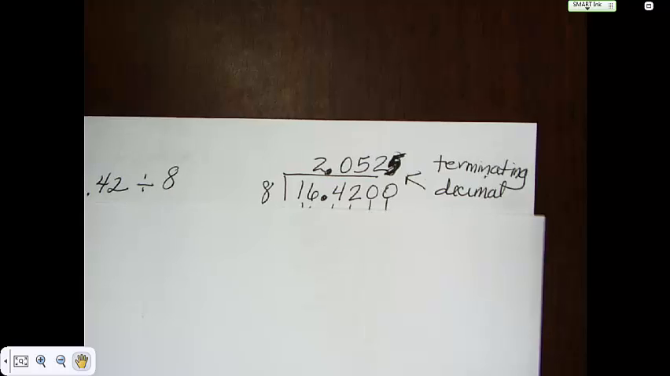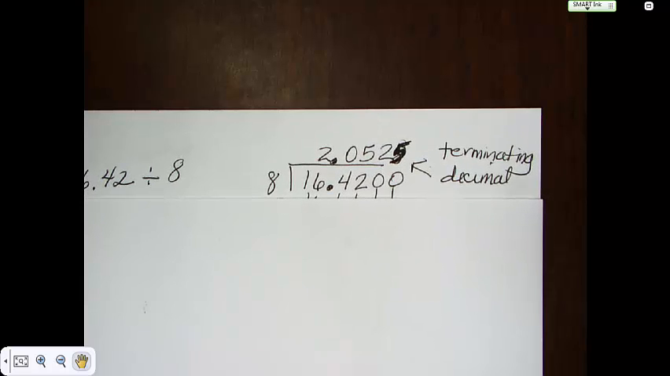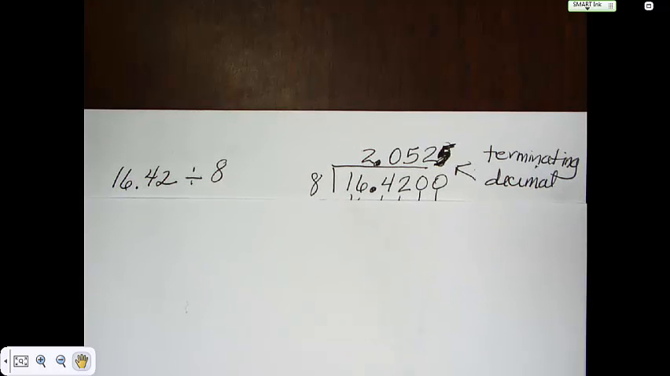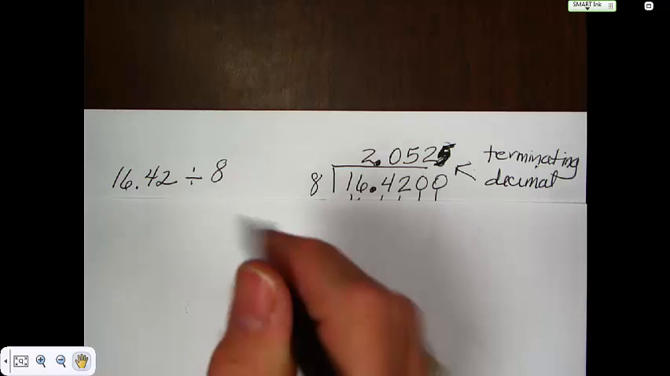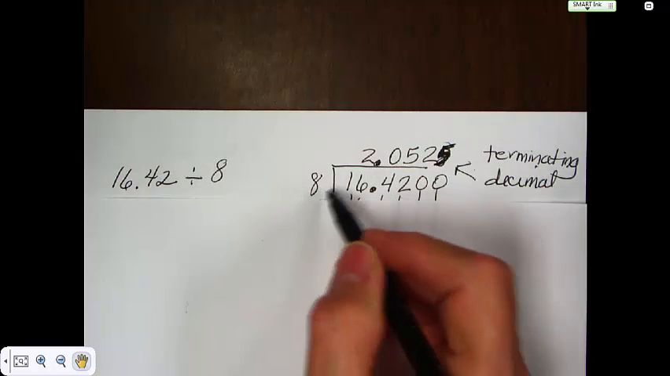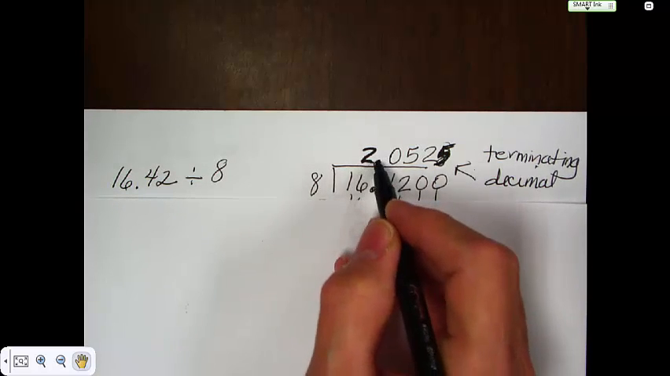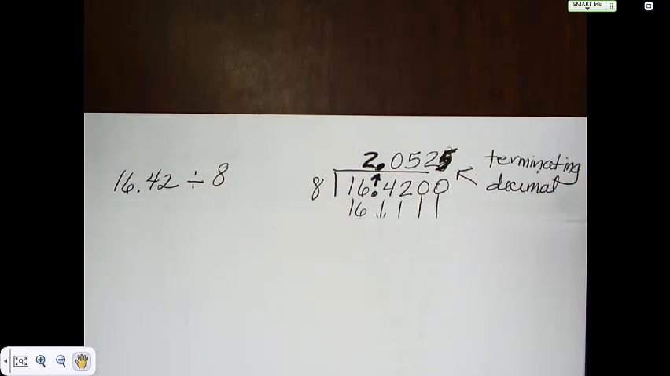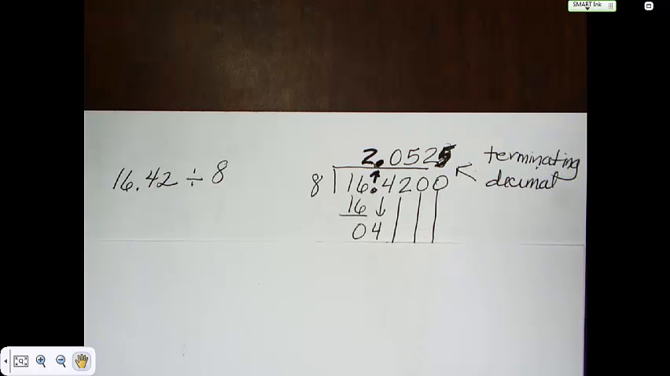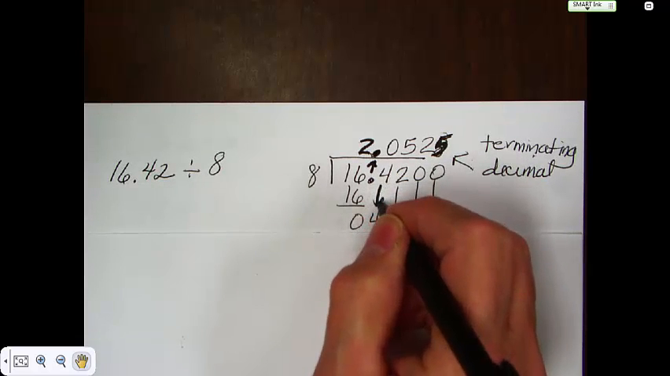Okay? Now, next one we're going to look at is a pretty easy one. It seems like it's difficult, but it's not that hard. We've got 16.42, and we're going to divide it by 8. So you put 16.42 inside the box, you put 8 on the outside. 8 goes into 16 2 times. Bring up your decimal because you already got a decimal, so you bring it up. Subtract, you have 0.